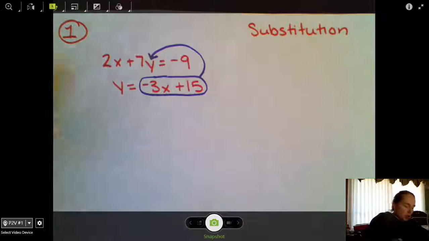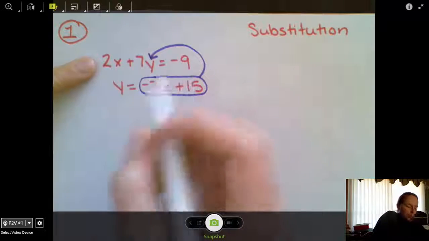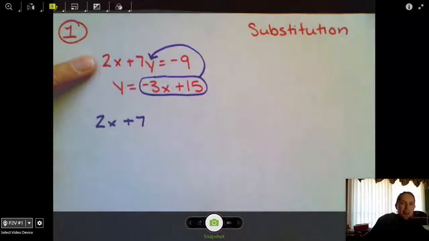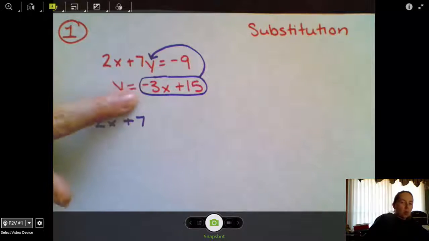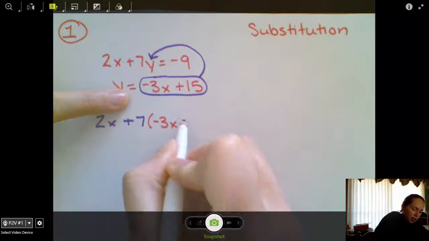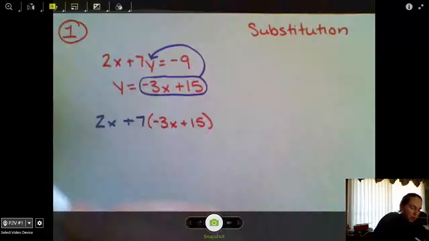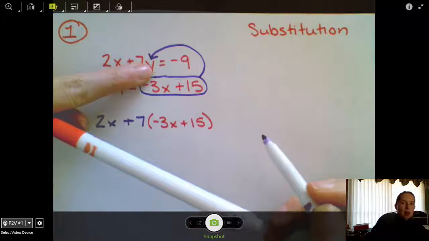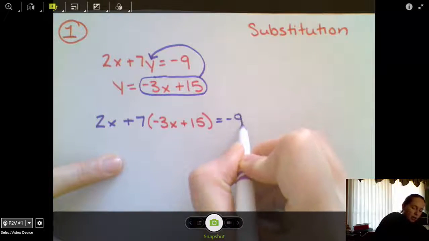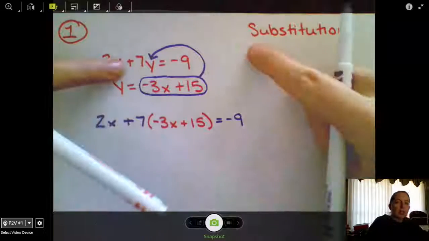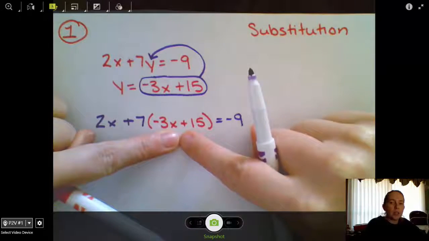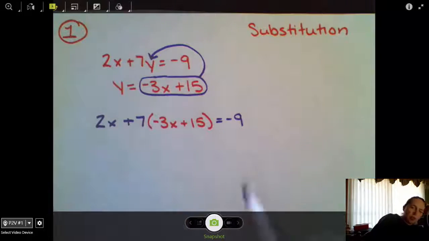So here's what we're going to do. We're going to rewrite the top equation, 2x plus 7, but instead of putting the y, we're going to plug in parentheses, negative 3x plus 15. So instead of y, we plugged in negative 3x plus 15, and it needs to equal negative 9. So we literally wrote the top equation, but instead of y, we wrote in negative 3x plus 15.